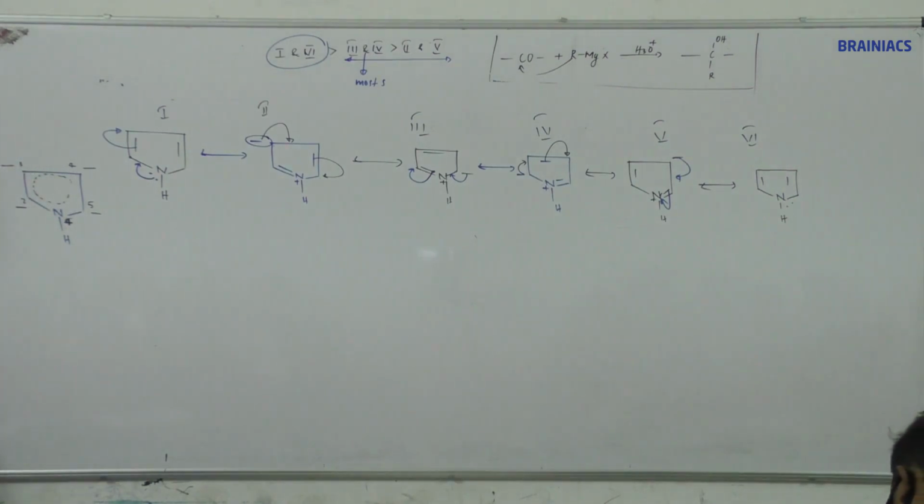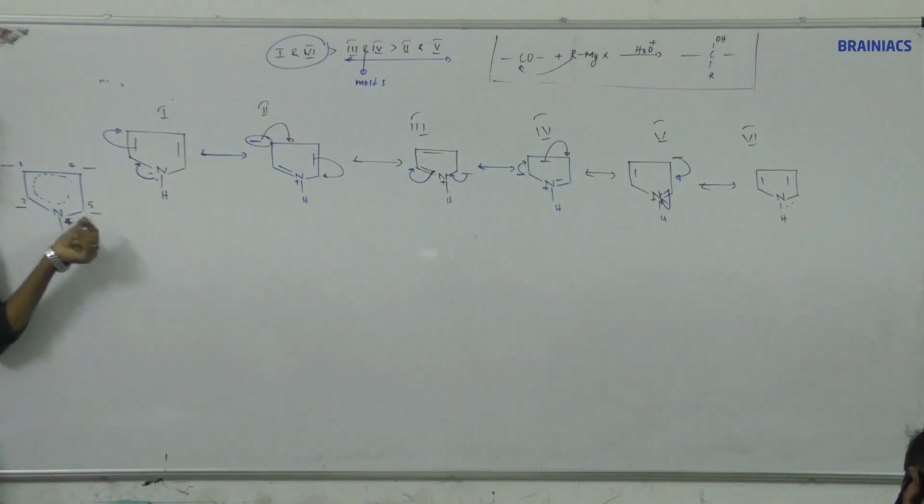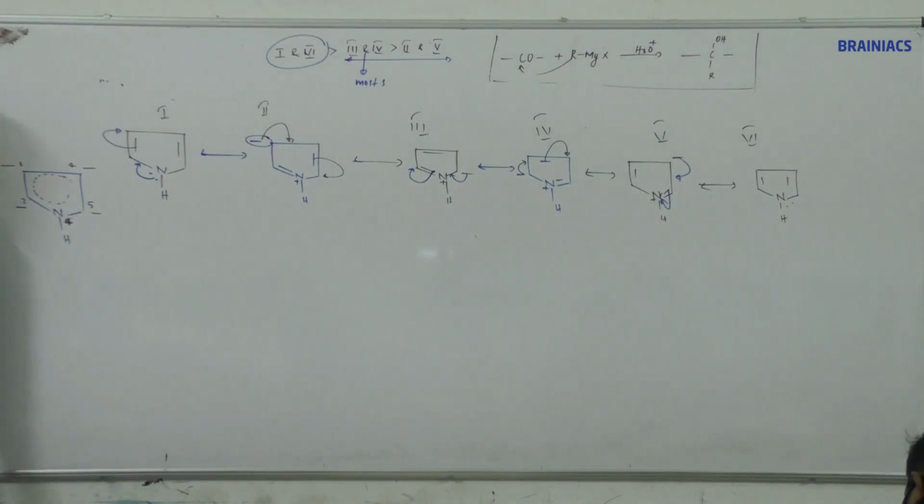Because from the canonical structures, the most contribution is from the most stable structure, where the most stable structure has electron density in the neighboring position. Okay. Actually, all positions have negative charge, but the most electron density will be here, because the pyrrole has a character of the most stable structure, where the electron density is in the 2 and 5 position. Okay. Right. That's the explanation.